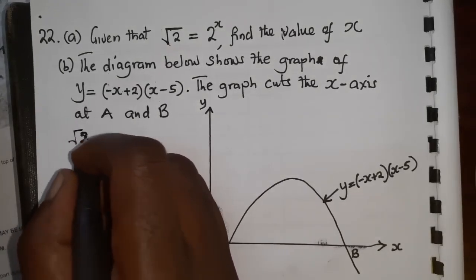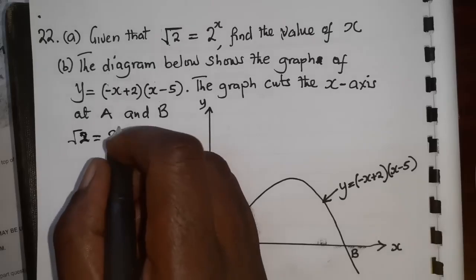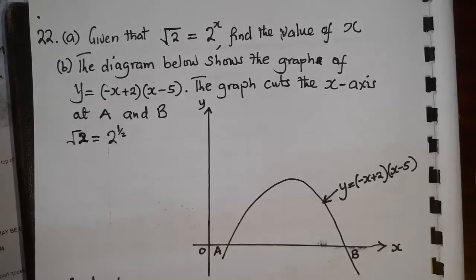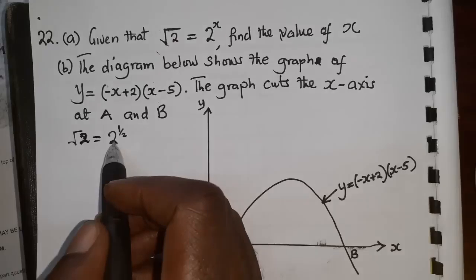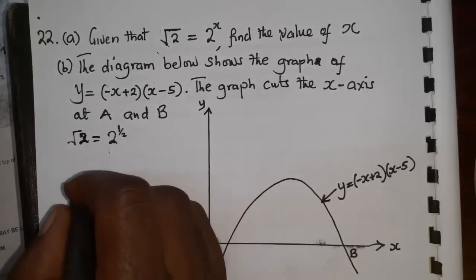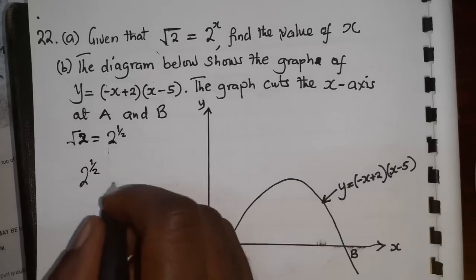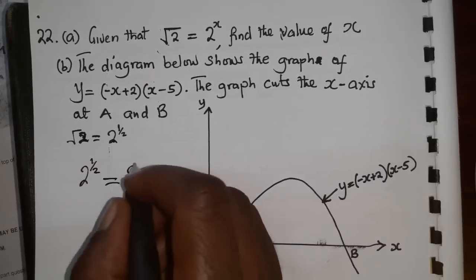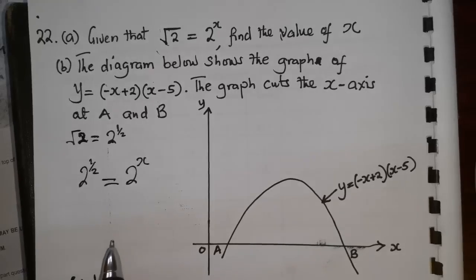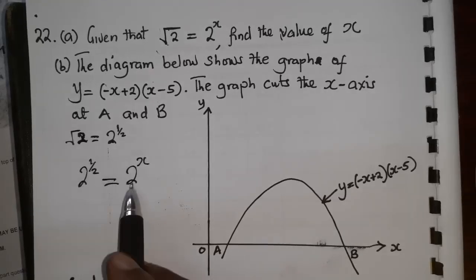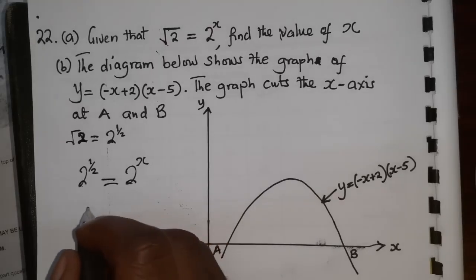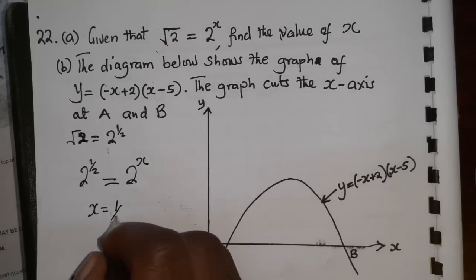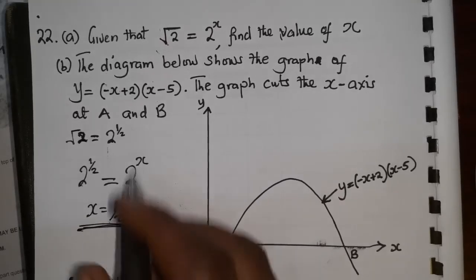so this is square root of 2. You can rewrite this one as 2 to the power 1 over 2. So it will be 2 to the power 1 over 2 is equal to 2 to the power x. The rules of indices say that when the bases are the same, you equate the indices. So x is equal to 1 over 2. That's the answer for the first one.